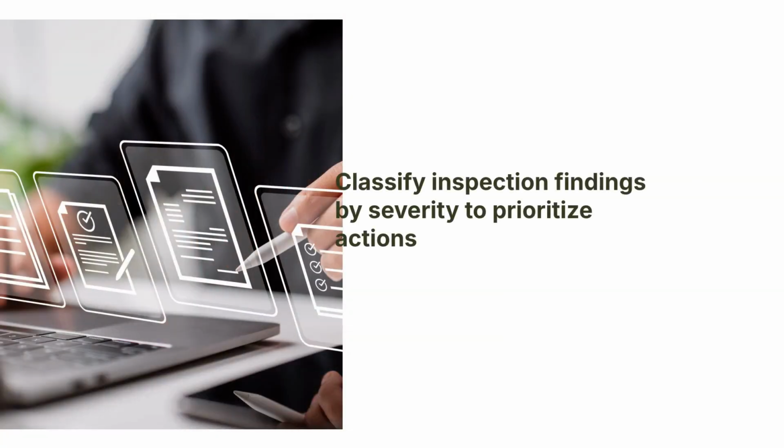Classify inspection findings by severity to prioritize actions. Use eAuditor to record non-conformities with detailed notes. Assign corrective actions to responsible personnel. Track completion and verification digitally for accountability. Immediate actions prevent serious injuries or damage.